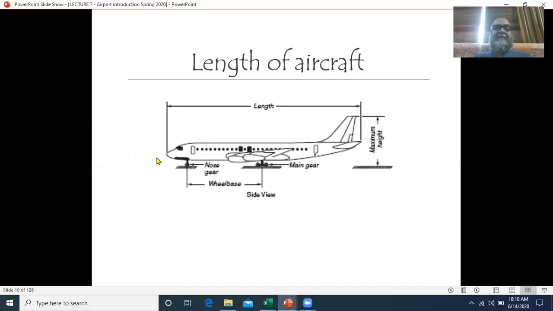Here it is. This we call nose. This is what we call tail. Right at this point, this is the length of an aircraft. Now, also the height, from the wheel to the top of the tail.